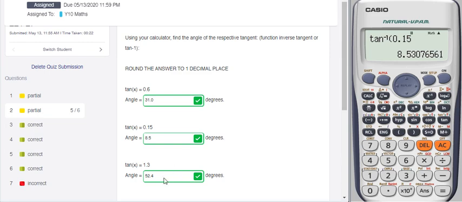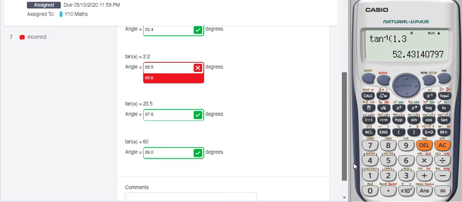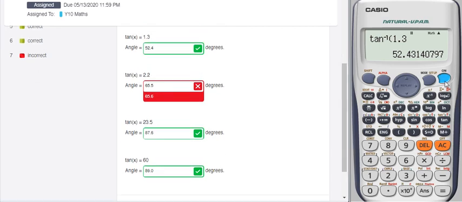Which angle has the tangent equal to 1.3? 1.3 is 52.4. Okay. And then we have a few more. Let's go. The inverse function of tangent 2.2 equals 65.55. Okay? Once again, just a rounding problem.